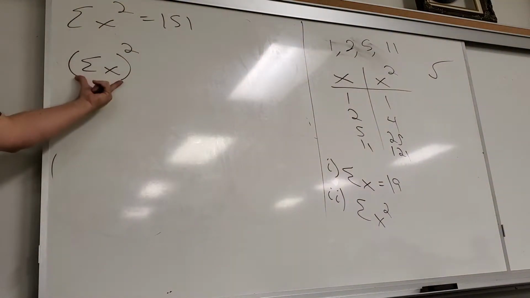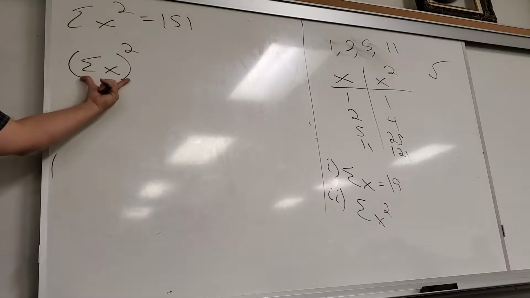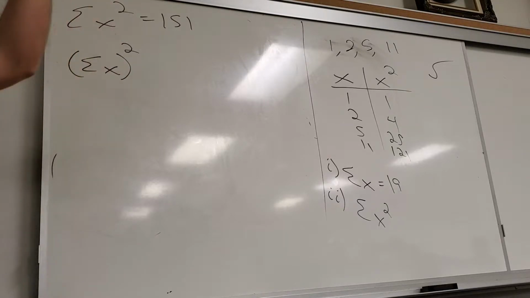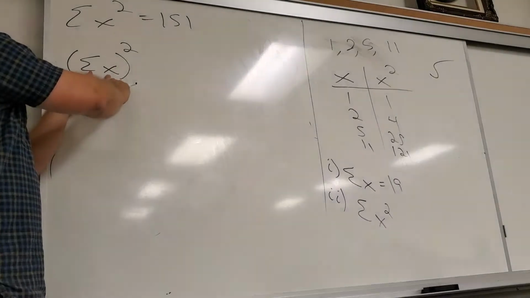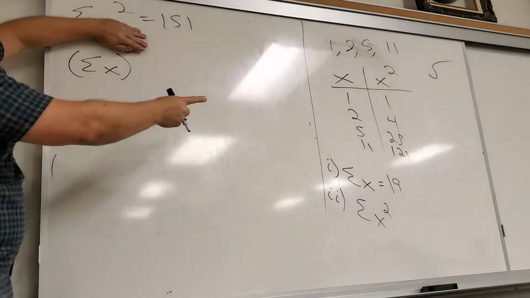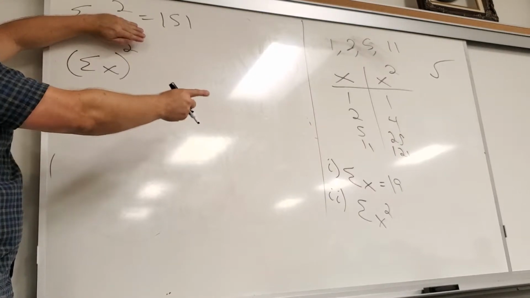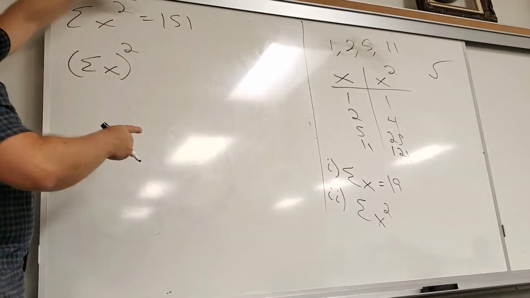What would this be? Why does order of operations change here? Because what's the very first thing? Yeah, because the very first thing in order of operations is parentheses. And what's inside the parentheses? Sum. And I know what the sum of x is. No, 19. Sorry. The sum of x squared is 151.